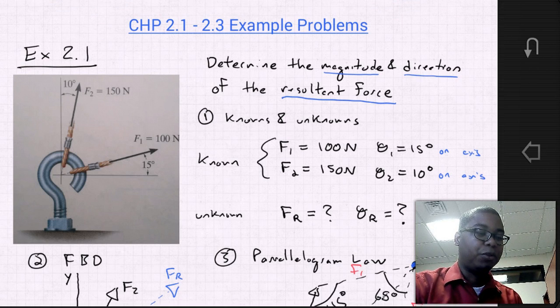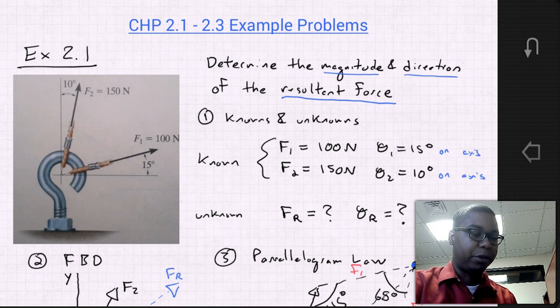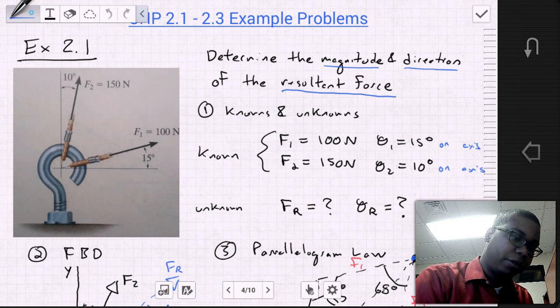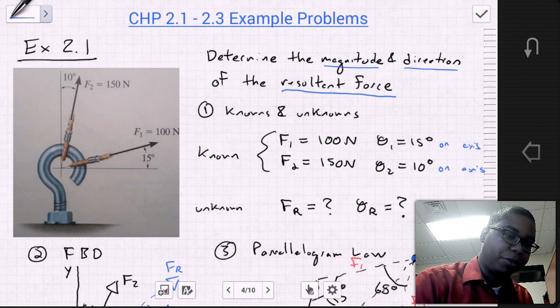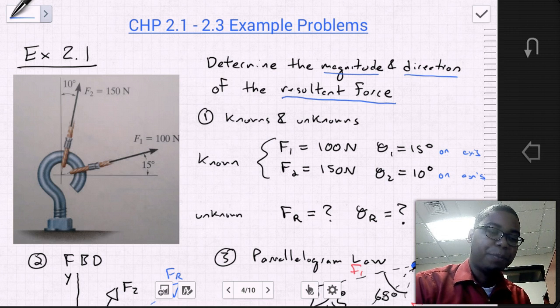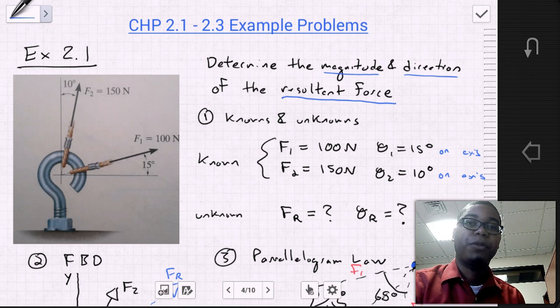We're going to do example 2.1 from the book. That's going to be the first example. In this example, if we look at the diagram, we see that we have a hook that has two force vectors coming out of it. There's a force vector 1 and there is a force vector 2. And the question asks us to determine the magnitude and direction of the resultant force.